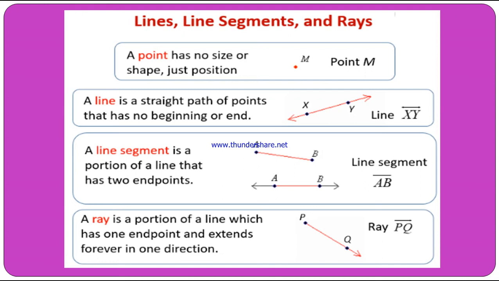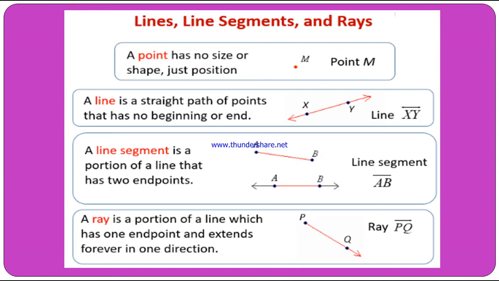Next one, a line segment. A line segment is a portion of a line that has two endpoints. A line segment has a starting point and an ending point. So AB is a line segment. Even look at this line. From this line you can find a line segment, that is AB. So the line segment can be measured because you know the starting point and you know the ending point.